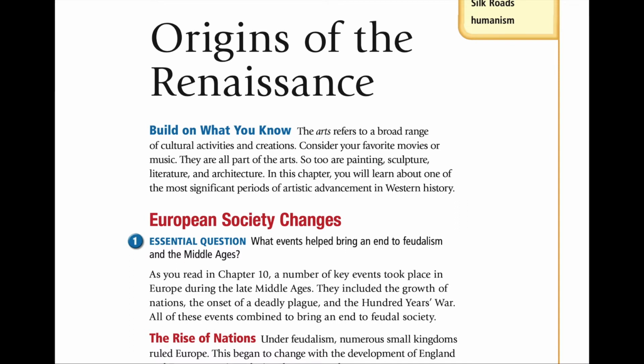Origins of the Renaissance. Build on what you know. The arts refers to a broad range of cultural activities and creations. Consider your favorite movies or music. They are all part of the arts. So too are painting, sculpture, literature, and architecture. In this chapter, you will learn about one of the most significant periods of artistic advancement in Western history.